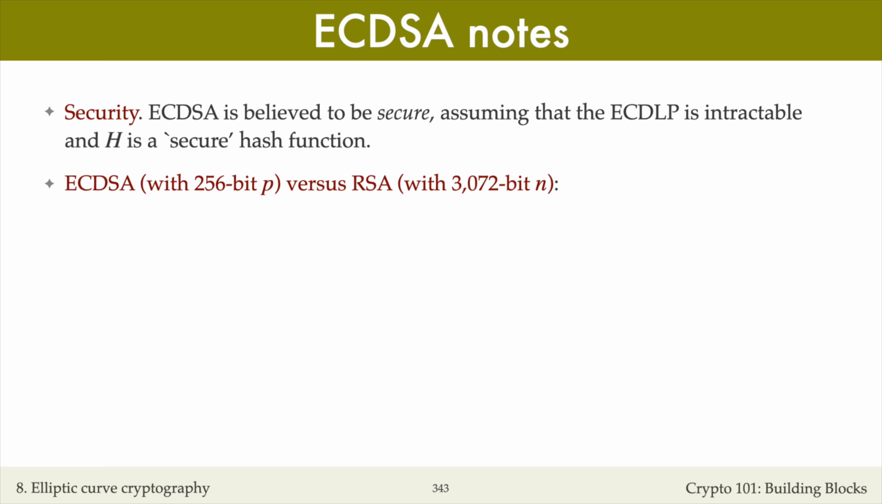Let me next compare ECDSA with the RSA full domain hash signature scheme. For a fair comparison, I'll select parameters for RSA and ECDSA that provide the same level of security, namely 128 bits. So for RSA, we'll use a 3072-bit modulus n for adequate protection against the number field sieve factoring algorithm. And for ECDSA, I'll use a 256-bit modulus p for adequate protection against Pollard's algorithm.